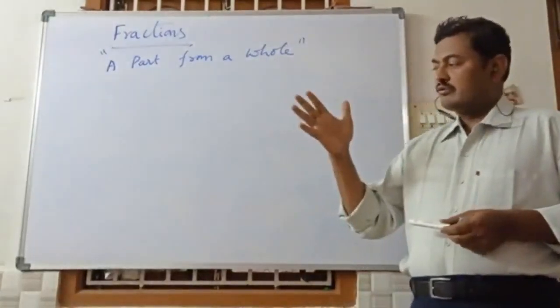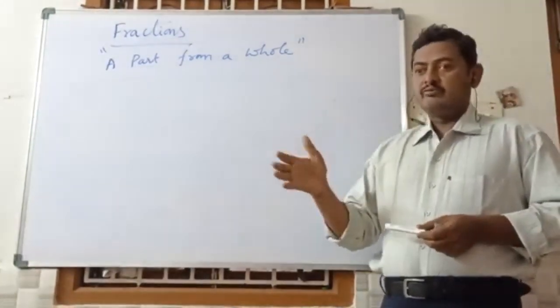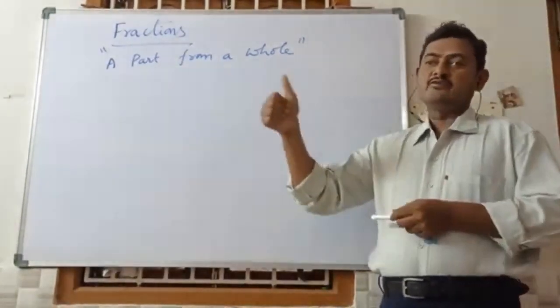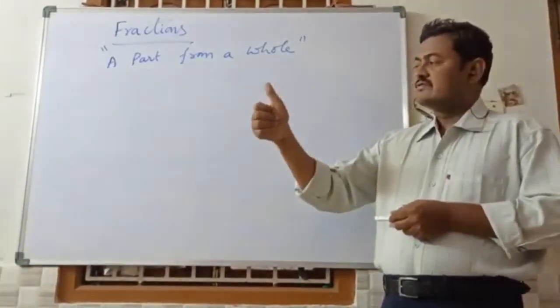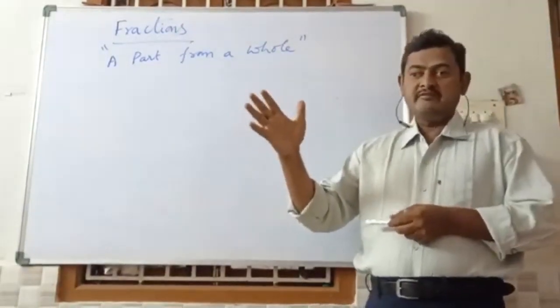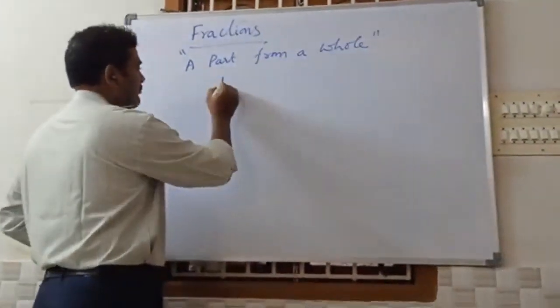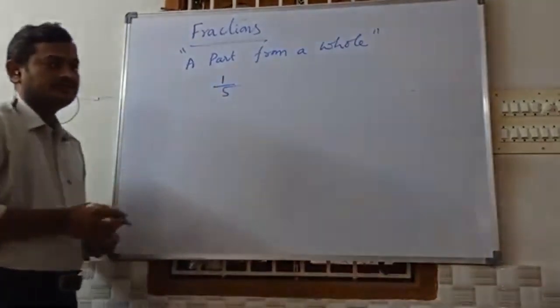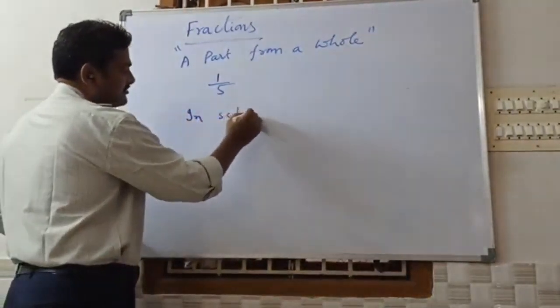A part of the whole. The whole means the total number, 5. From that, I want to select one finger, that is the thumb, that is 1. Total divided by 5. Now the fraction of your thumb is 1 by 5.